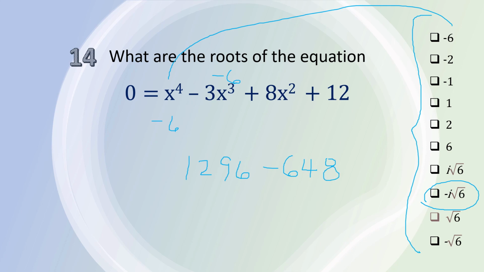Okay, and then we have -6 squared, which is going to give us positive 36 times 8, which is 288, plus 12. And when we add all those together, if we get anything other than 0, it's not a solution. So 1296 minus 648 plus 288 plus 12. So that's not a solution.